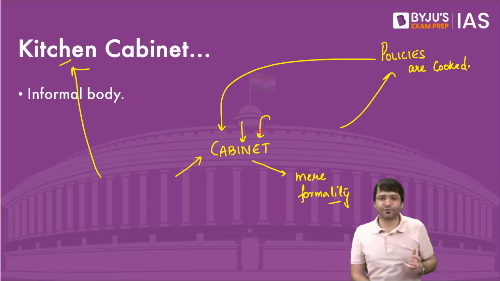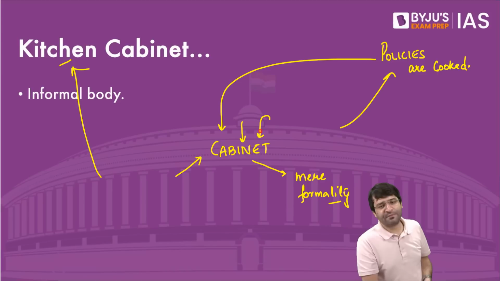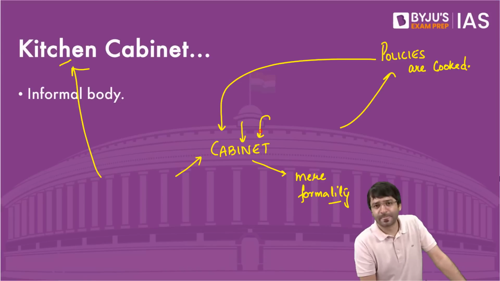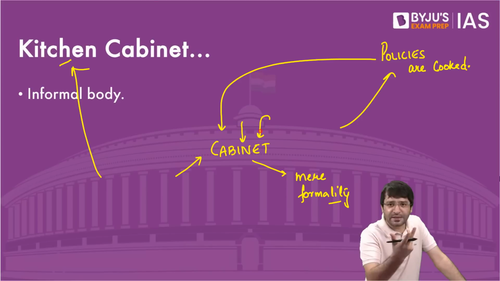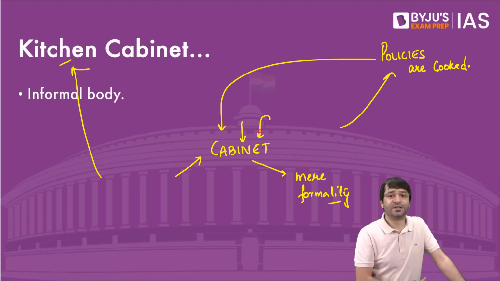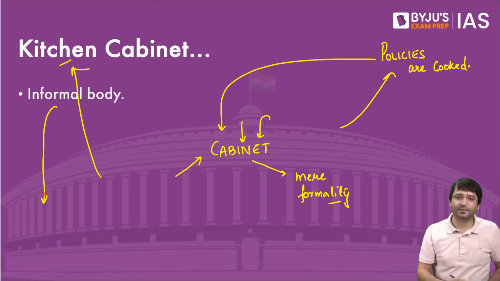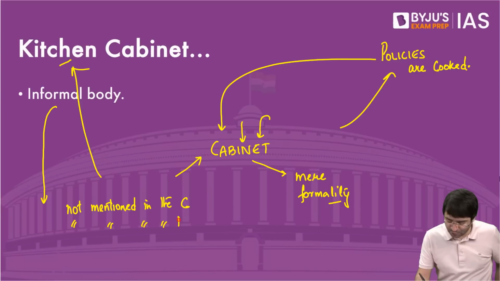That is why on 5th of August 2019, when the cabinet meeting took place, everybody said, yes, we agree with this decision. Although the policy was cooked, just a formality was taken in this cabinet meeting, and then the go-ahead was taken. That is what we call kitchen cabinet, but it is an informal body, not mentioned in the constitution, not mentioned in the rules as well.